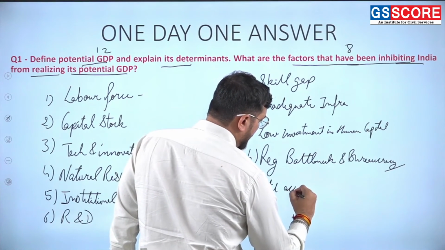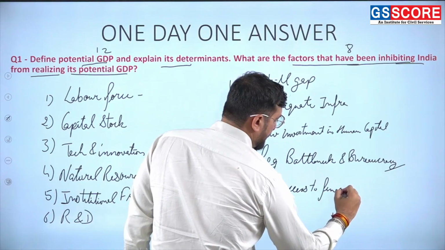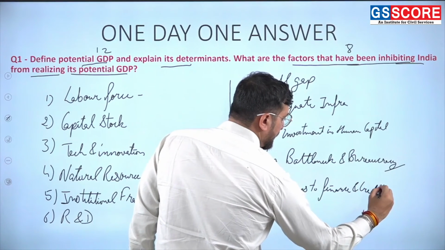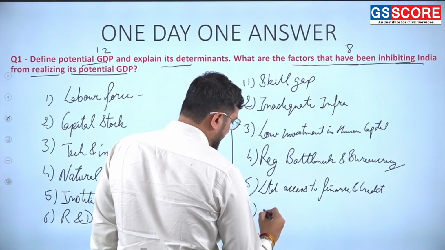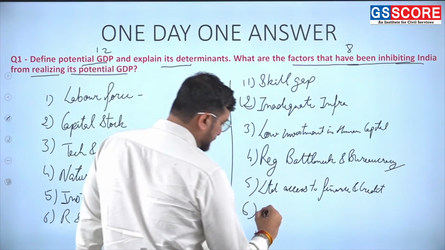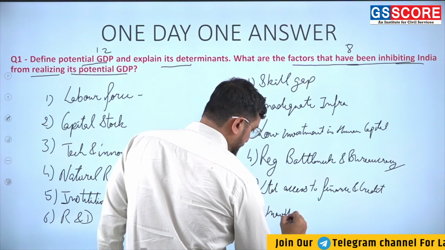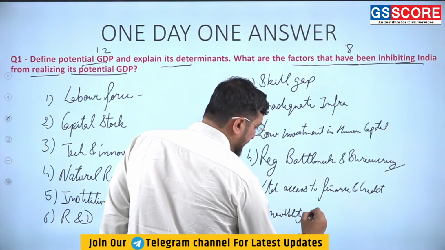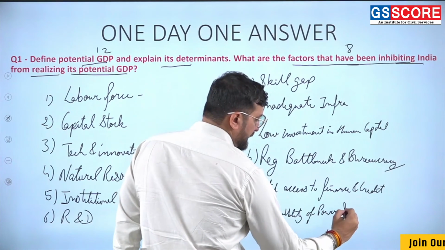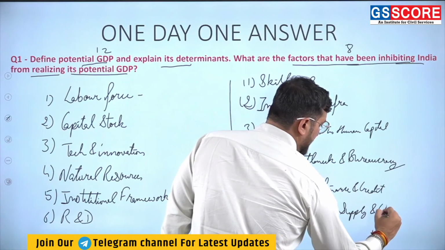Limited access to finance and credit. Then we can say unavailability of power supply and clearance.